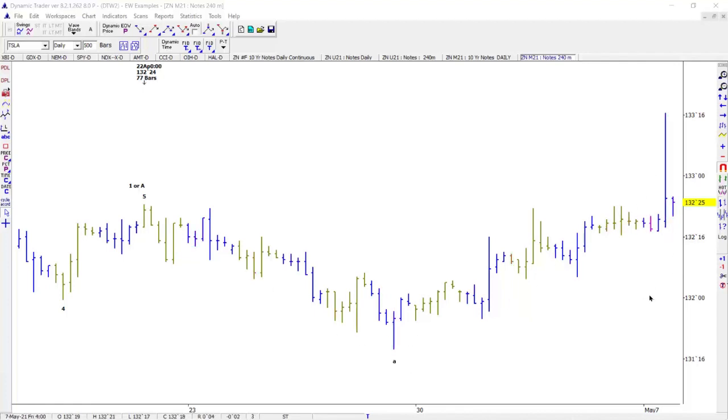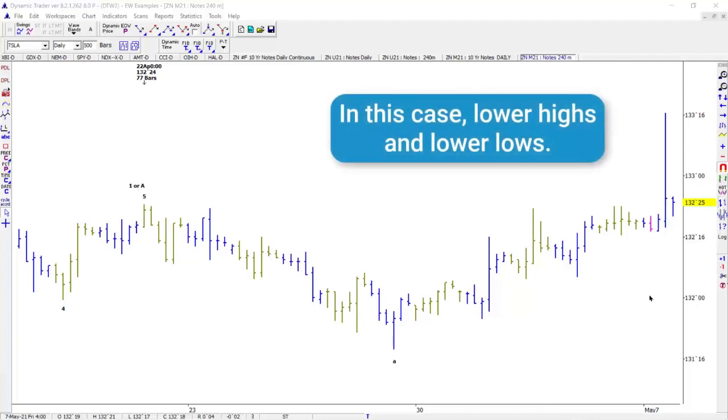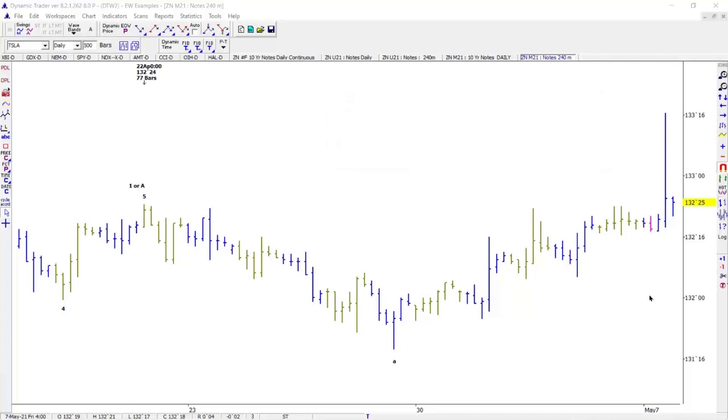And then we should have a wave C. What should a wave C look like? Wave C should look like an impulsive 5-wave trend. That's the ideal. At the very least, it should look impulsive with higher highs and higher lows. So let's add some more data on the chart and get to the point where we may be at or near the end of a wave C.